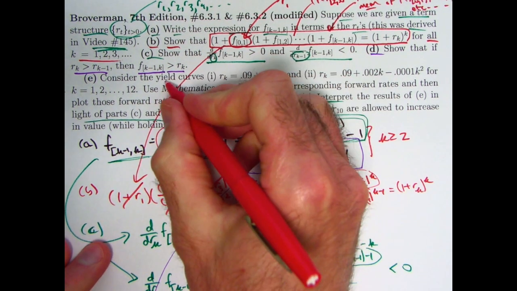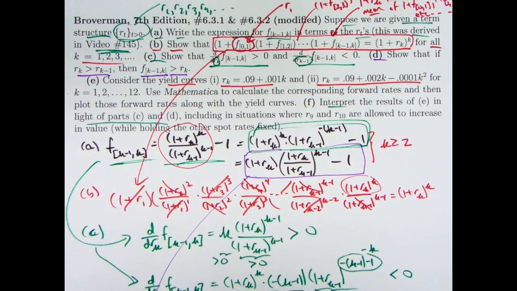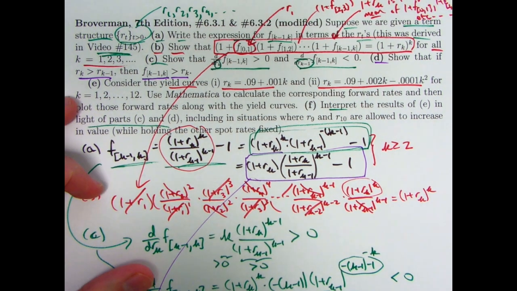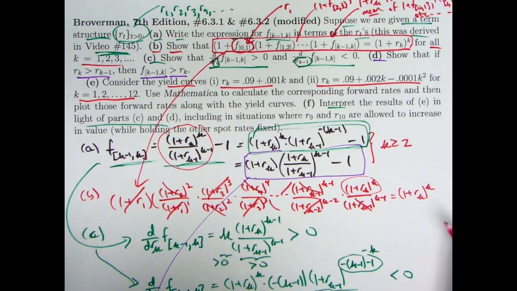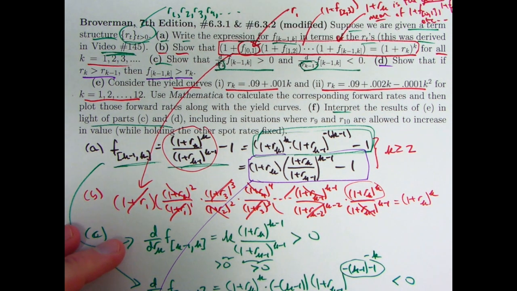We're about to consider two particular yield curves, term structures, is another name for that, lists of spot rates. You can make graphs of these things. Two particular examples for k going from 1 to 12. Actually, in Broverman, k just goes from 1 to 10, but I thought it was a little bit more interesting for the second example, especially to let k go out to 12.